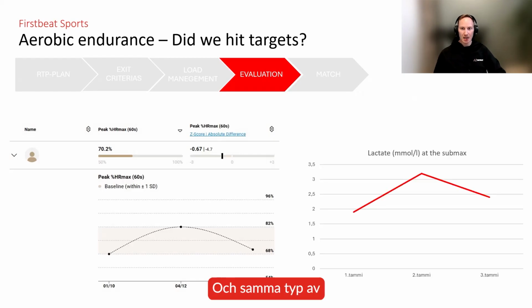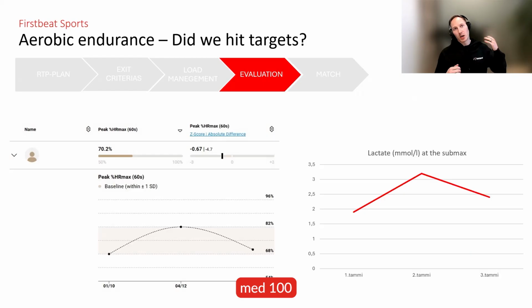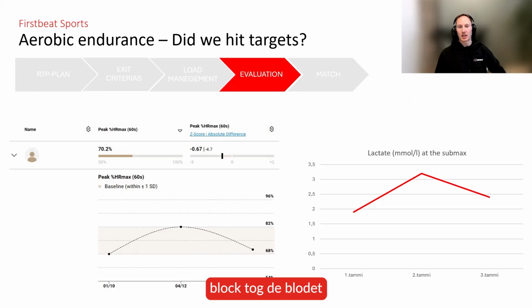And the same kind of results can be seen also in the lactate that they took straight after the test. So their submaximal protocol was 3 times 3 minutes on a bike. They started with 100 watt, then 150, then 200. And after that 200 block, they took the blood lactate. And here you can see the same trend as in heart rate exercise.